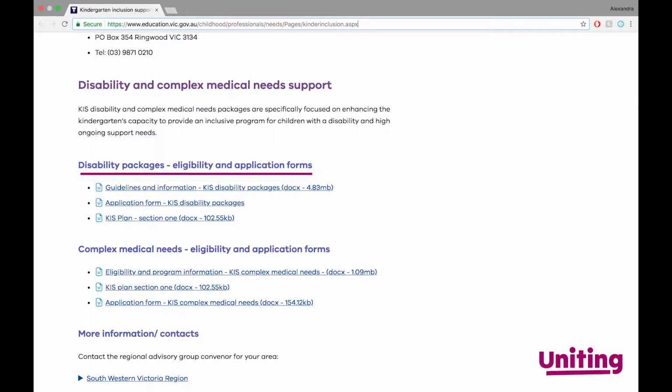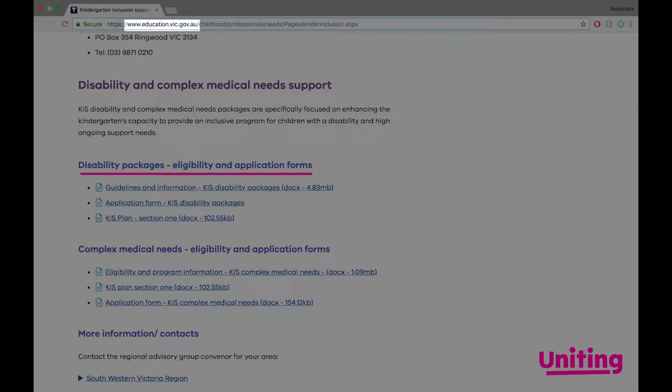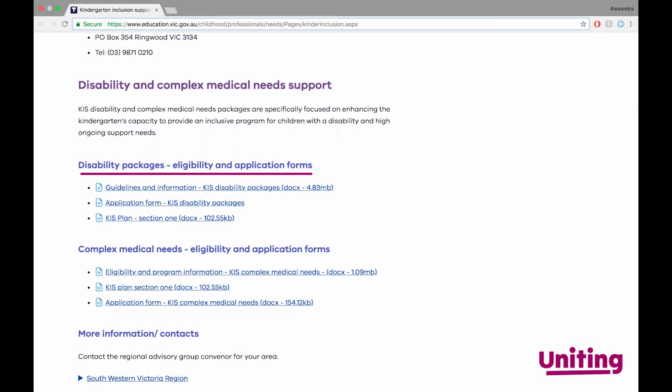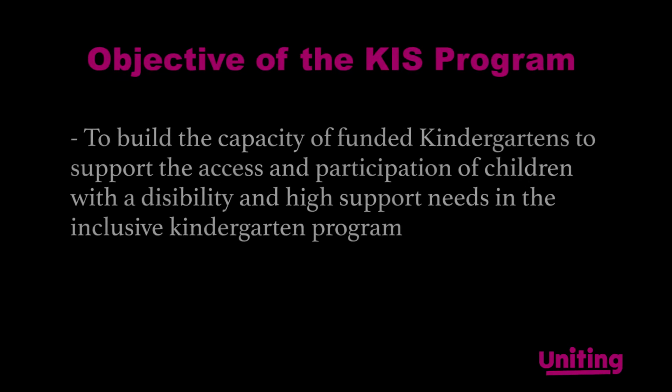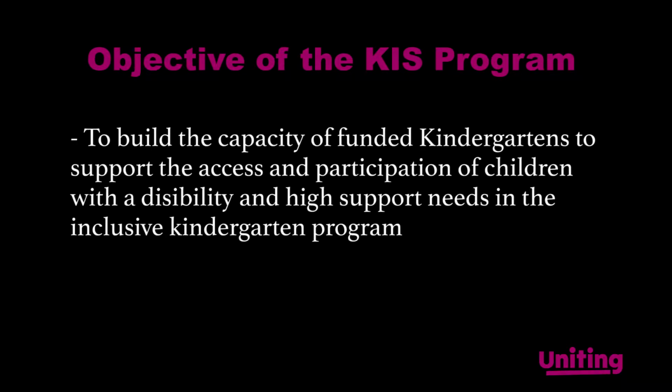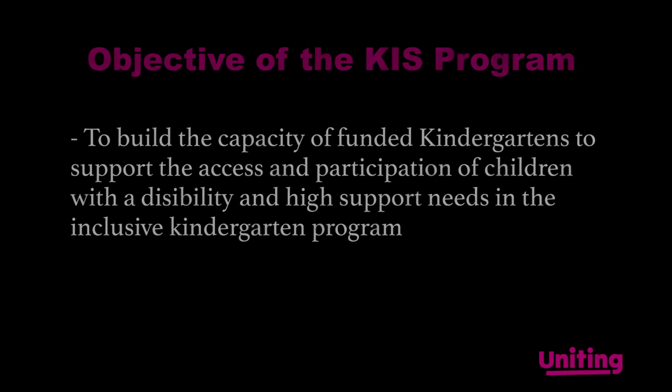The application forms and guidelines for the KIS program can be located on the Department of Education website. That's www.education.vic.gov.au. Please take the time to read the guidelines before commencing your application. The objective of the KIS program is to build the capacity of funded kindergartens to support the access and participation of children with a disability and high support needs in the inclusive kindergarten program.